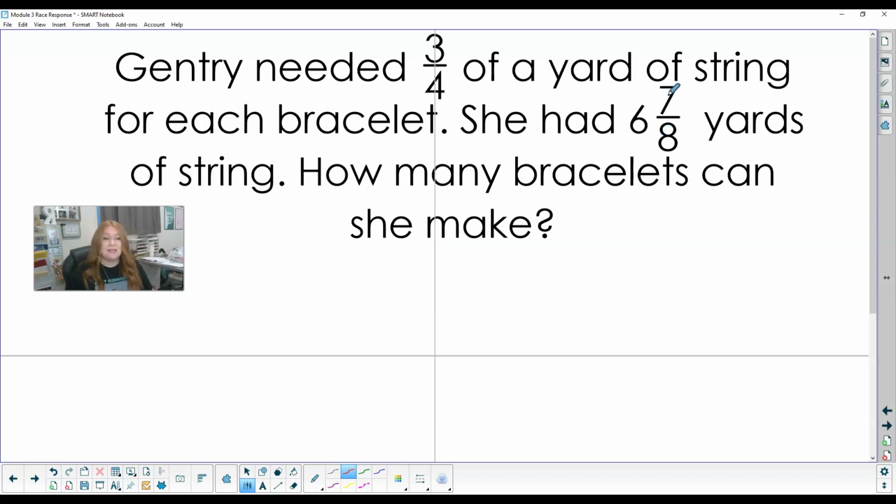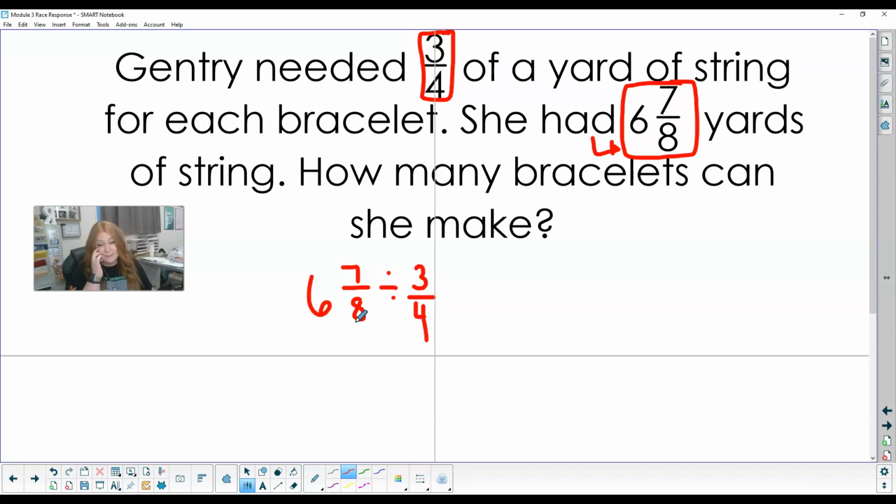So I'm trying to take what I have. This is what I have, right? She had this. That's my dividend, what I have. And I want to break it into groups of 3/4. So I'm going to start with my problem here. 6 7/8, and I want to divide that into equal groups of 3/4. So I've got to make this improper. 6 times 8 is 48 plus 7 more is 55. So now I'm at 55 over 8, and I'm dividing it by 3/4.